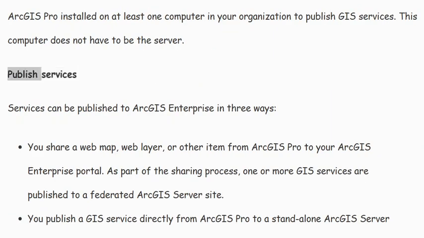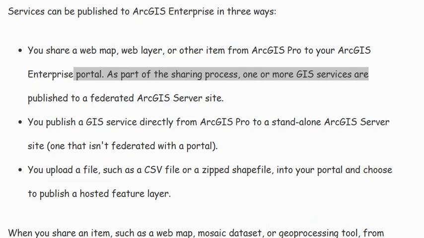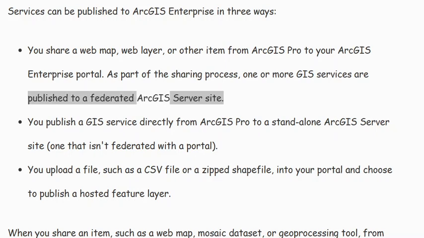Publish services. Services can be published to ArcGIS Enterprise in three ways. You share a web map, web layer, or other item from ArcGIS Pro to your ArcGIS Enterprise portal. As part of the sharing process, one or more GIS services are published to a federated ArcGIS Server site.